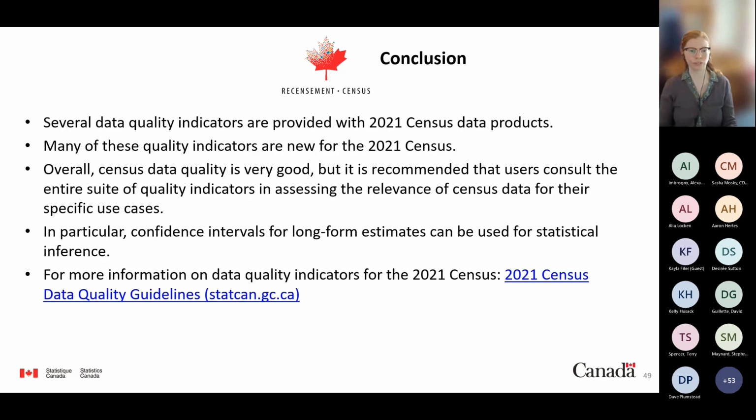So that brings us to the conclusion of the presentation. As we saw, many data quality indicators are provided with 2021 census data products, and many of these quality indicators are new for the 2021 census. It's good to keep in mind that overall census data quality is very good, but it's recommended that users consider the whole suite of quality indicators when they're assessing the relevance of census data for their specific use cases. In particular, confidence intervals for long-form estimates can be used for statistical inference.